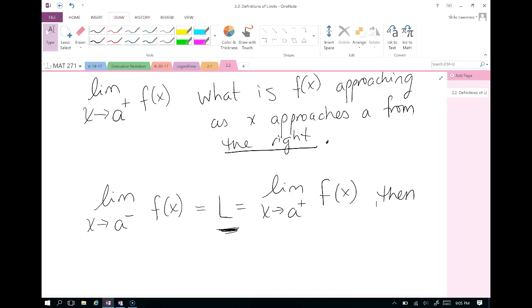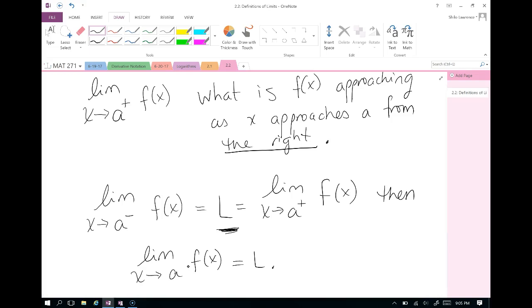Then we can say that we actually have a true limit, and it's not a left limit or a right limit, that it's an actual true limit as x approaches a. So we don't have a left or a right. It's doing the same thing when we approach from the left and we approach from the right. We got an answer of L in both directions. That means the limit as x approaches a for f of x is L.